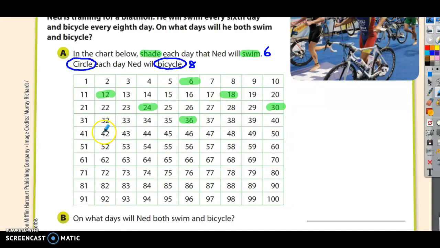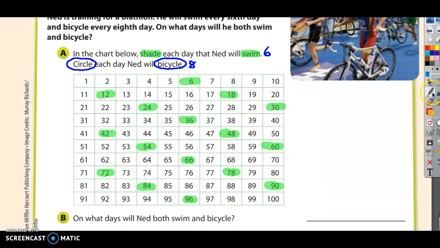6 times 7 is 42. 6 times 8 is 48. 6 times 9 is 54. 6 times 10 is 60. 6 times 11 is 66. 6 times 12 is 72. And at this point, if you don't know above 6 times 12, you could just add 6. 72 plus 6 is 78. Plus 6 is 84. Plus 6 is 90. Plus 6 is 96. Those are all the days that he swims, every 6 days.